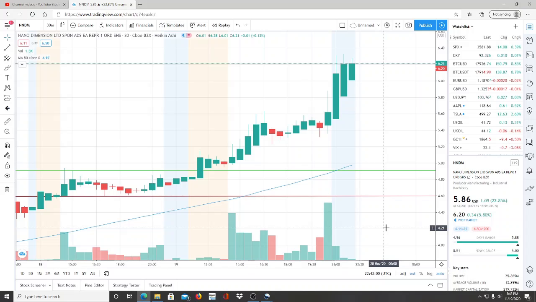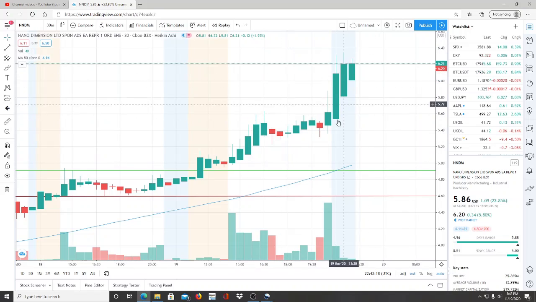So, Nano Dimensions has actually had a run, and we are currently further and further away from the 50-day moving average, and our 50-day moving average currently is 497. Super important number to keep in mind. 497 is the 50-day moving average. As long as we're above it, we're in bullish territory. The moment we're below it, we're in bearish territory.